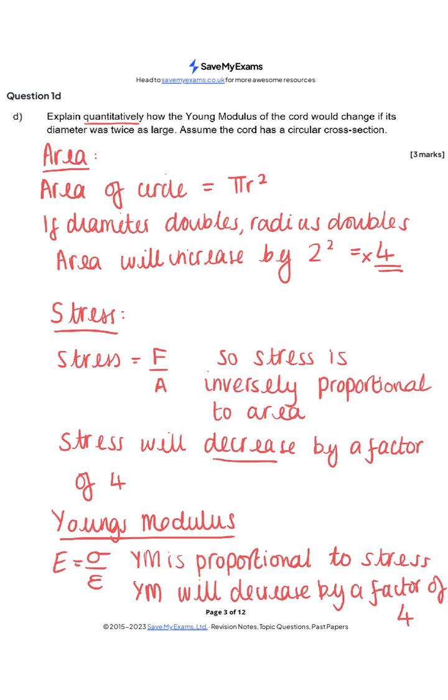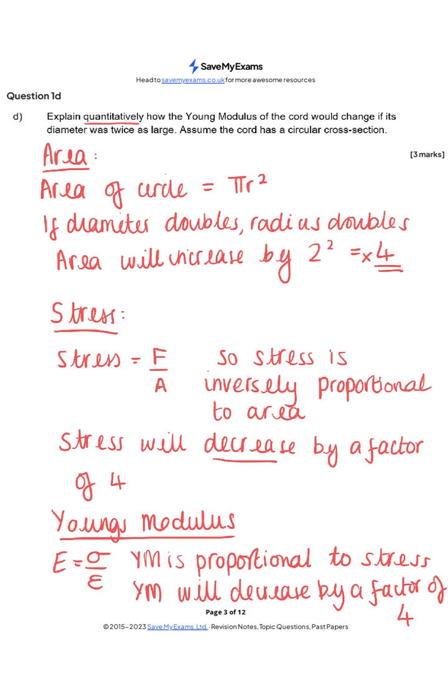If we double our diameter, the radius will also double, and that means the area of our circle will increase by 2 to the power of 2. The first 2 is because we're doubling it, the power 2 is because it's r squared, and 2 squared is 4. So that means our area will increase by a factor of 4 if we double the diameter. Then we'll link it to stress, so our equation for stress is force divided by area. That means stress is inversely proportional to area. So if we make the area 4 times bigger, the stress will decrease by a factor of 4. It will be 4 times smaller.